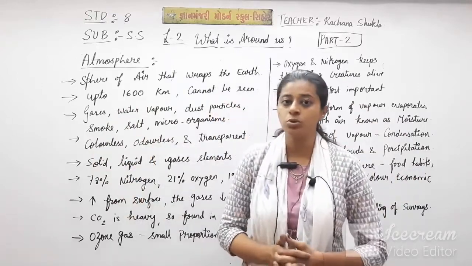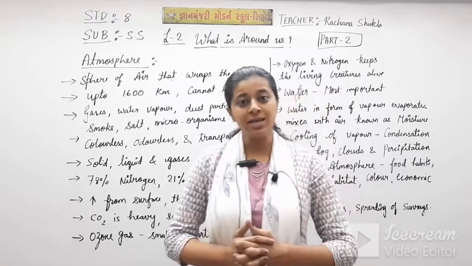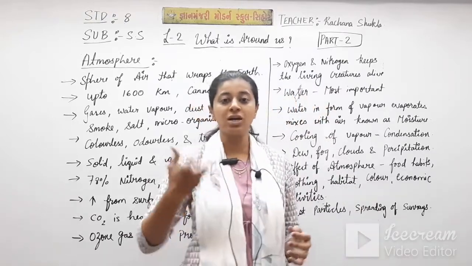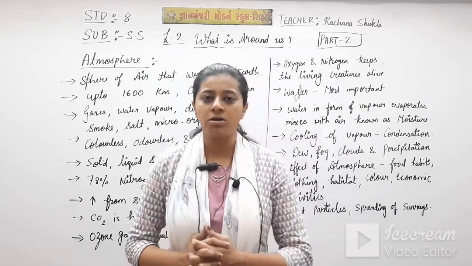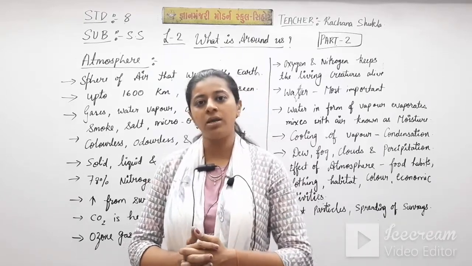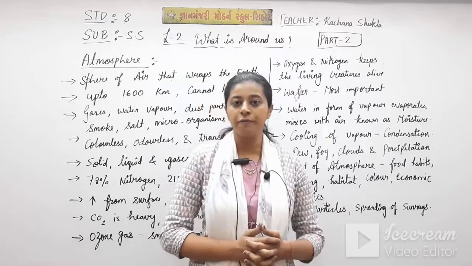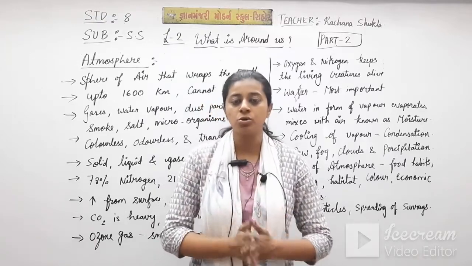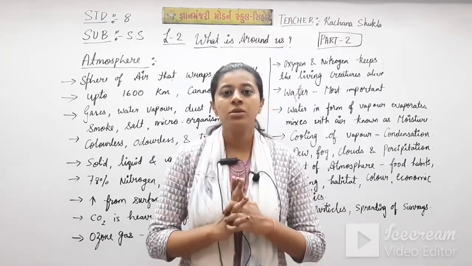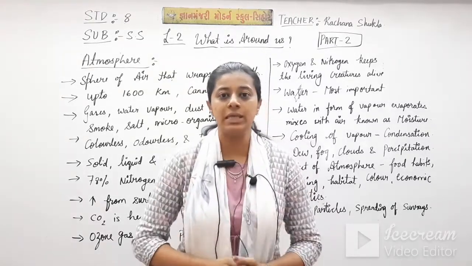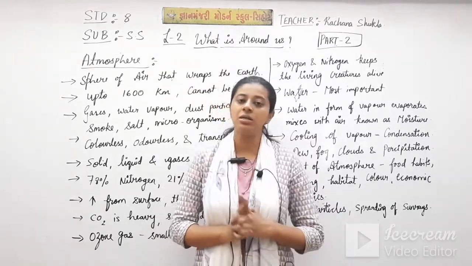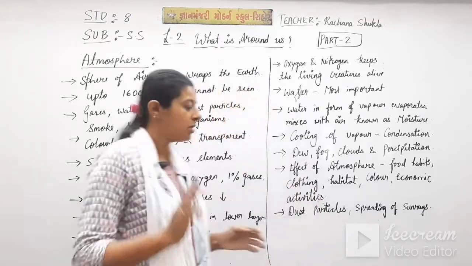Now where is ozone gas found? Ozone gas is generally found in large proportion in the early morning. People say that if you take a walk in the early morning, it is very good for your health. Why? Because ozone gas is found in huge proportion, and it is also found in the coastal area or on the beaches in the early morning. So ozone gas is found there.